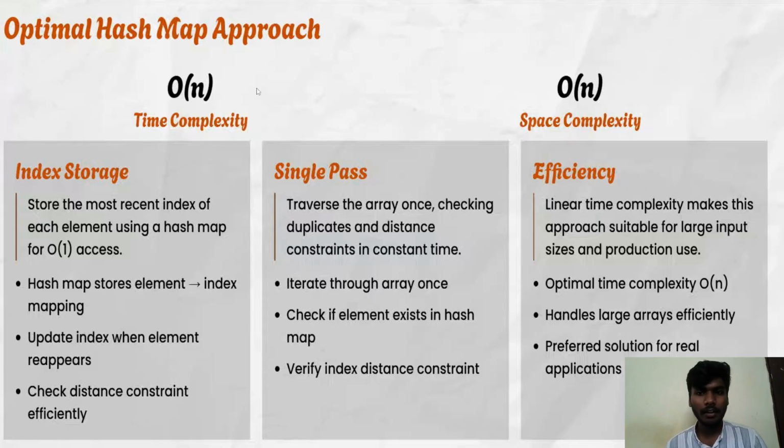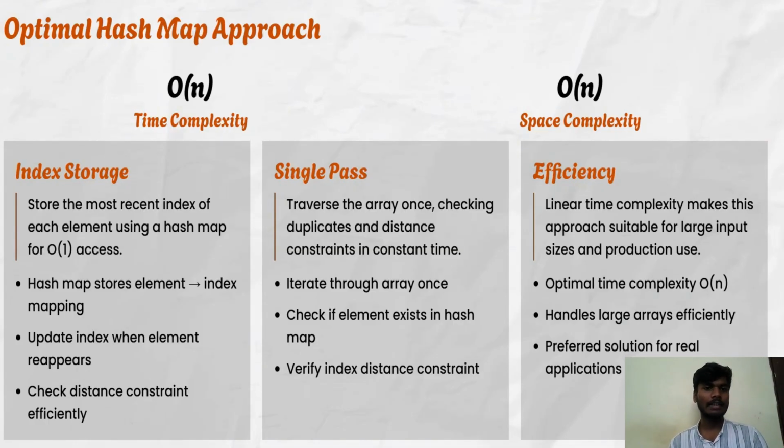Hello guys, so far we have seen the brute force approach for solving the Contains Duplicate problem. Although the method is easy to understand, it becomes insufficient for large inputs because it is using nested loops. To overcome this problem, we move to a more efficient solution. This is known as the optimal hash map approach.